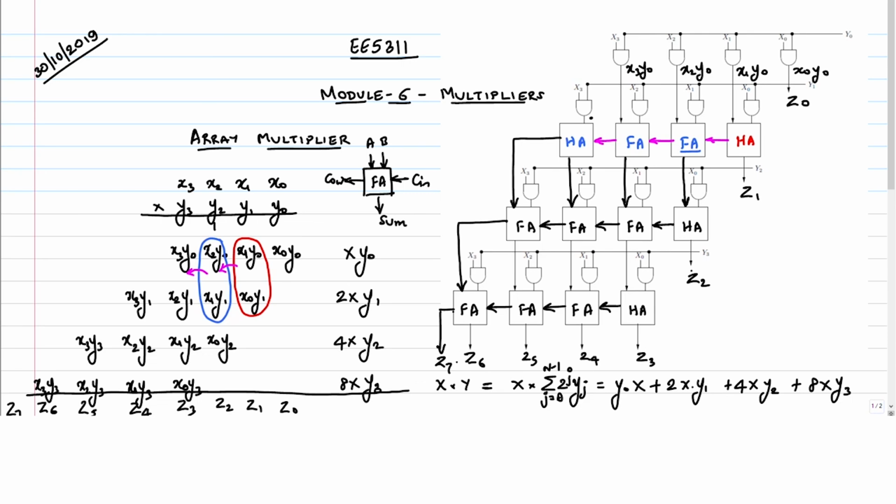So in order to perform 4 cross 4 multiplication, how many half adders or full adders do I need? Yeah, n into n minus 1, right? So therefore you need n into n minus 1 full adders effectively, right?